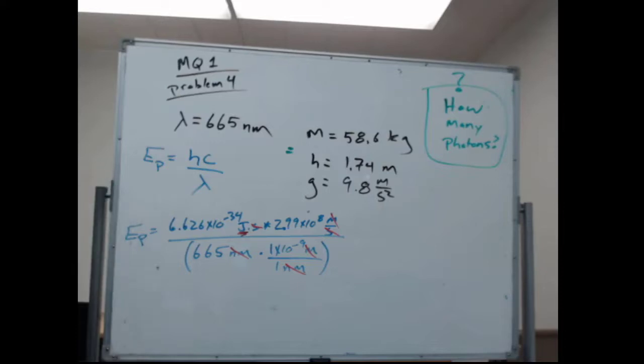So we'll go ahead and do this calculation real quick. 6.626 times 10 to the minus 34 times 2.99 times 10 to the 8, divided by 665 times 10 to the minus 9. Oh, I had a typo someplace. I did negative 8, how silly. Minus 34, 2.98, divided by 665 times 10 to the minus 9. There we go.